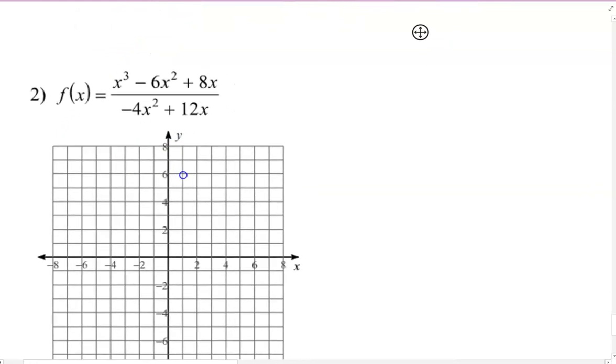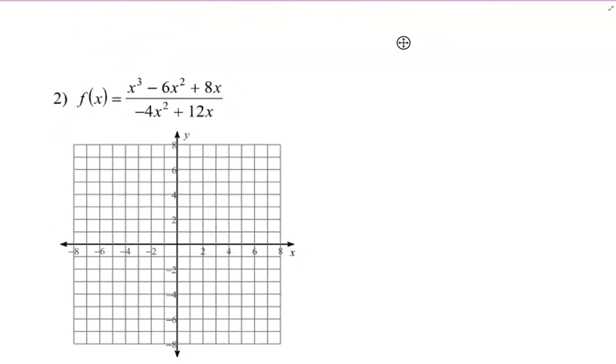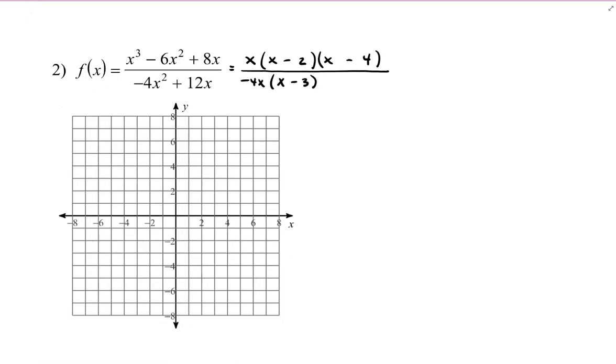All right, so here we are again with our last example. Again, the first thing that I like to do is factor everything first. So in its factored form, we might have something like this, and we'll also note that these factors of x will remove themselves. So we now have x minus 2 times x minus 4 over negative x minus 3. So that's a removable discontinuity. We're going to create a hole there. Let's go ahead and find that.